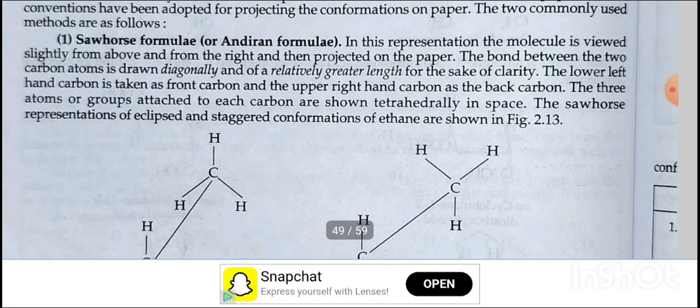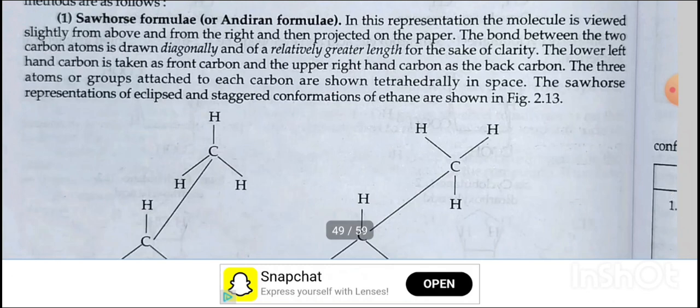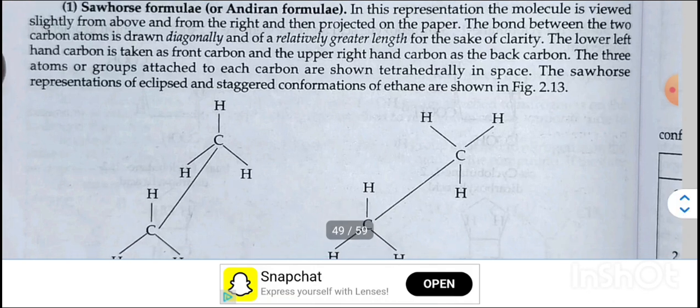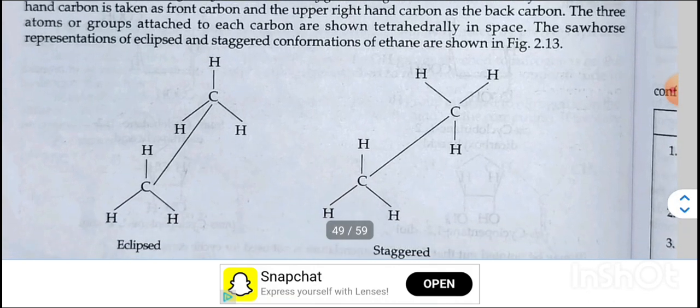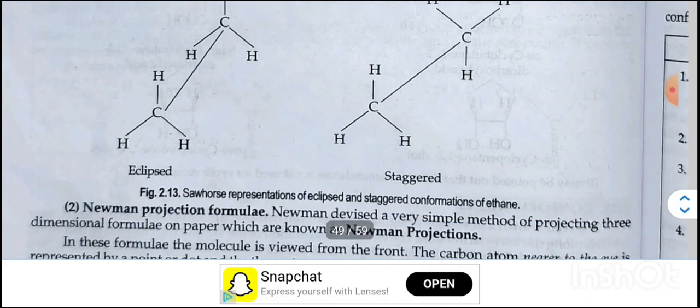The lower left-hand carbon is taken as the front carbon and the upper-end carbon is the back carbon. The three atoms or groups attached to each carbon are tetrahedral in space. The Sawhorse representation of eclipsed and staggered conformations of ethane is as shown.